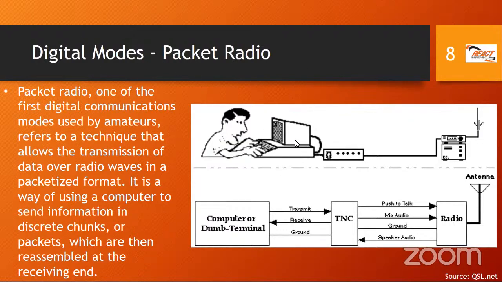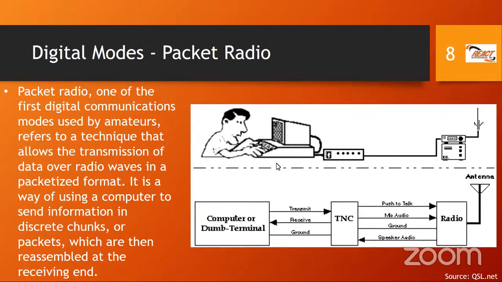You have a computer with maybe an interface connecting to a radio, and the radio goes to the antenna, right? So here's another diagram of a packet radio setup. You have your computer, what is called a TNC, terminal node controller, but it's an interface onto the radio, onto the antenna. Another way of showing this as a block diagram.